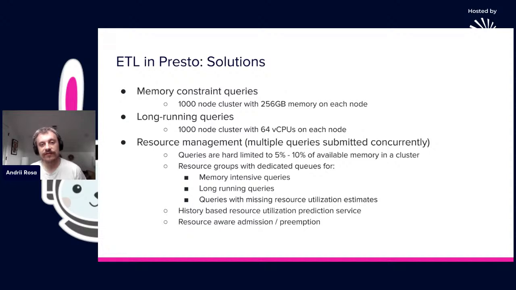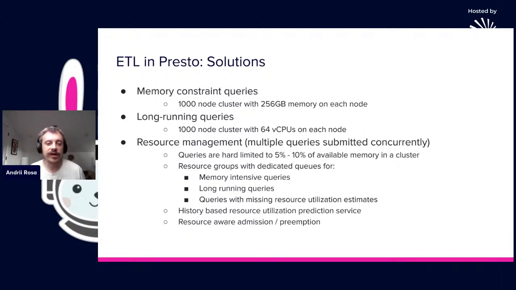Also with 64 vCores available on each node, it is hard to imagine what a query has to do to run for hours. So usually the queries tend to not be too long running with all these resources being available. So also resource management becomes somehow a simpler problem. So the idea was to limit a single query's resource utilization to around 5 to 10% of all available resources in a cluster. And then if you have this granularity, you can try to manage resources on a per query basis.